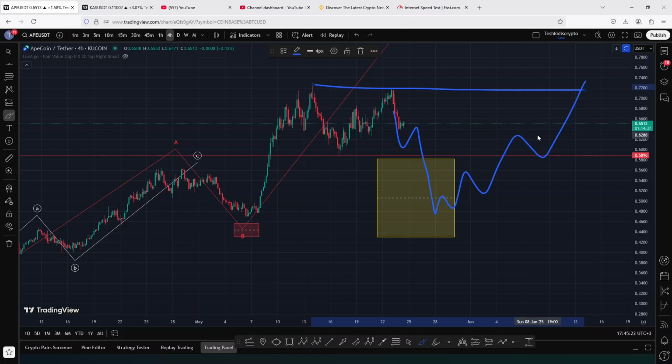So in case of further pullbacks here on the Apecoin chart, that is the micro key area of support that you need to pay attention to, and on holding within that area, then I'm still expecting another bounce, easily giving us a break above the 1 USDT mark.